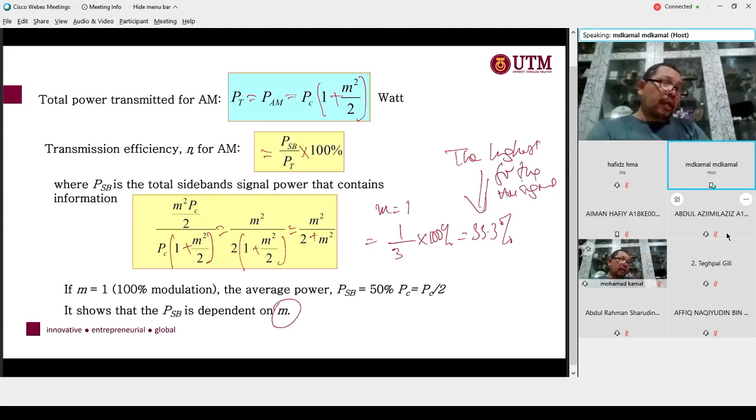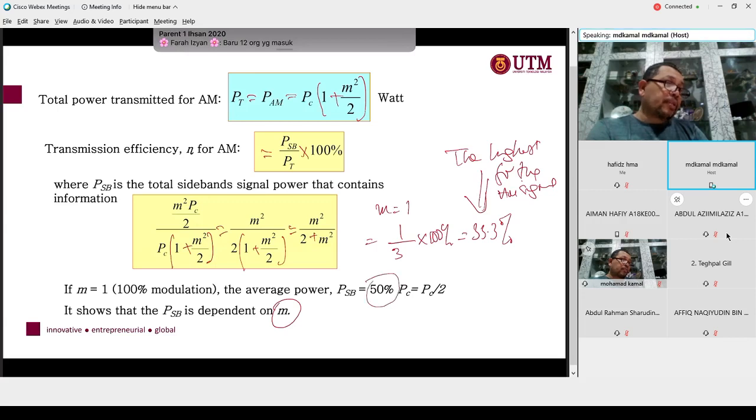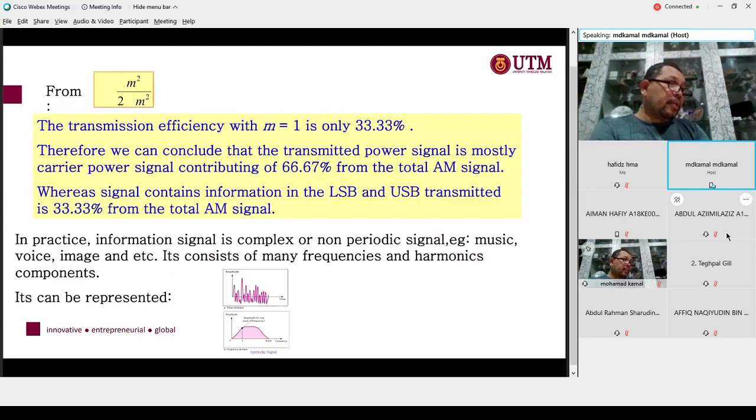Of course, if you use M less than 1, the efficiency will also be less. The average power in the sidebands is about 50%, so PSB is equal to PC over 2 here. It shows that PSB is dependent on the M signal.